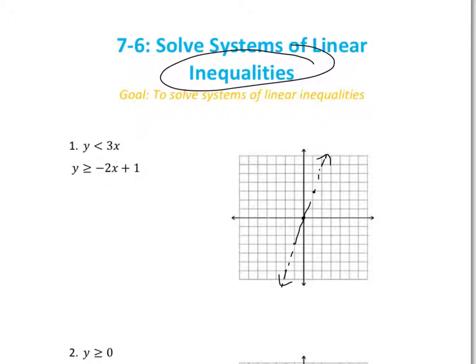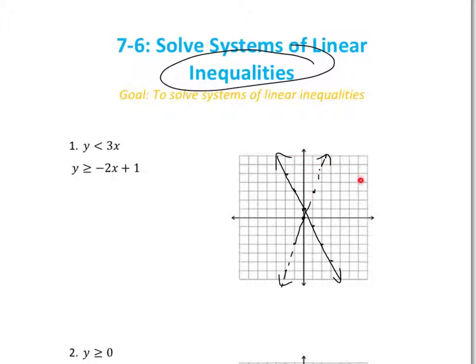So the other one, y is greater than or equal to negative 2x plus 1. I've got the 1 there. Go down 2, to the right 1, down 2, to the right 1. You can go up 2, to the left 1, and we connect the dots. This one is going to be a solid line because it's greater than or equal to. And there are the two inequalities.